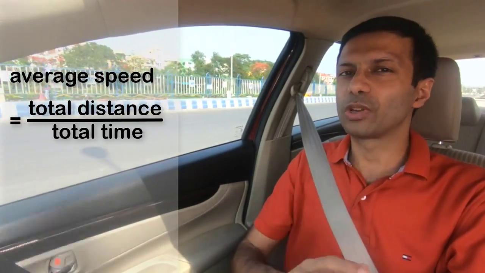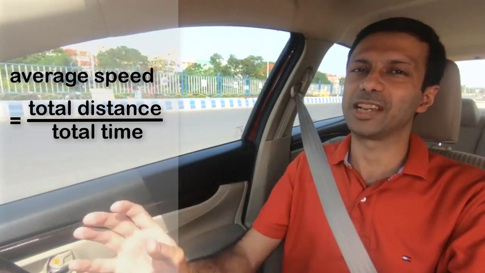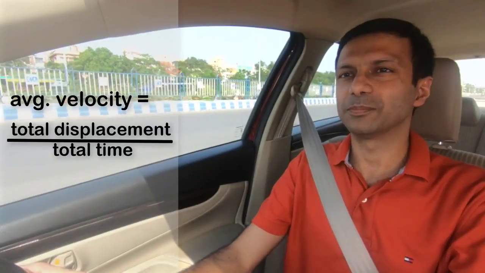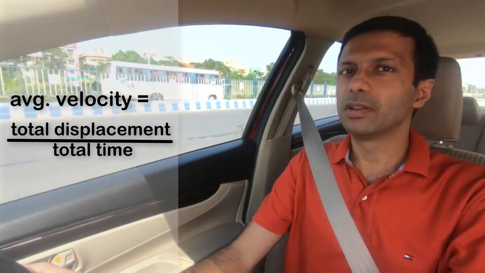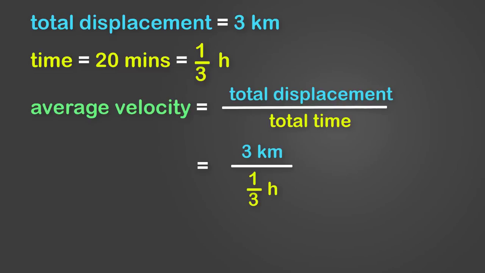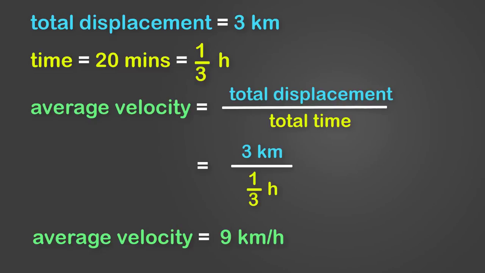How do you calculate the average velocity of the car? Average speed is total distance divided by total time. Similarly, average velocity is total displacement by total time. For example, if the total displacement is 3 kilometers and let's say the time is 20 minutes, which is 1/3 of an hour. So the average velocity is going to be, if you divide the two, 9 kilometers per hour.